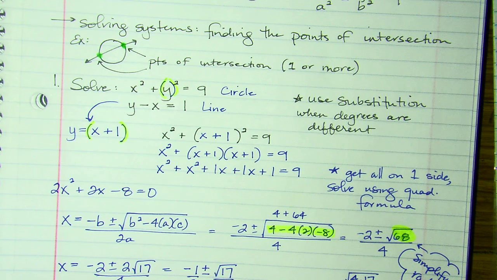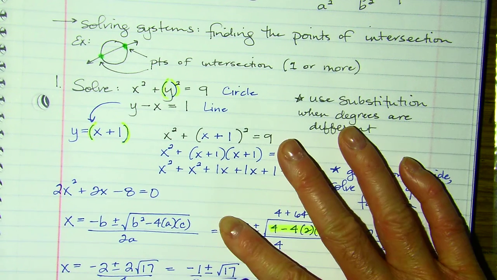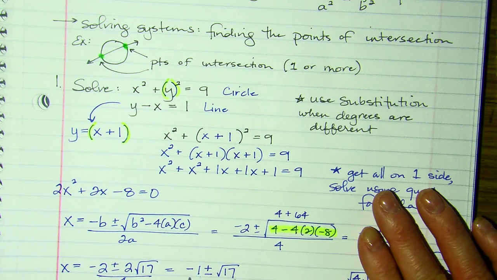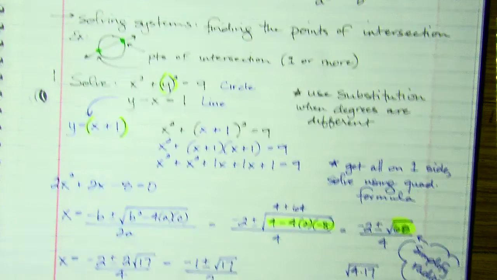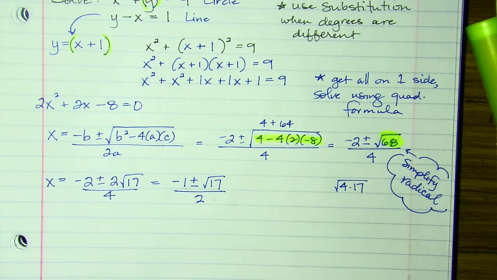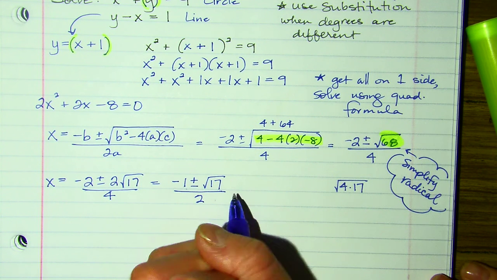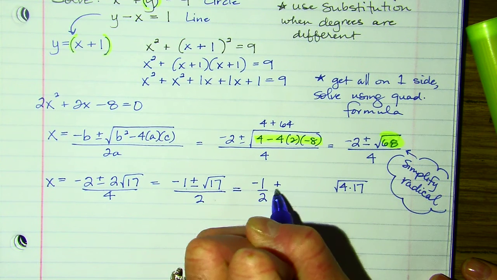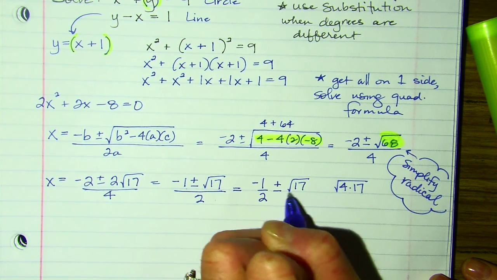That is how I'm going to write it. If you guys don't want to write it that way, then you can put all of this over 2, right? Because I reduced each of these by 2. Sorry, you can't see that. So this is what I get for x. Now, I believe you can place this in decimal form, but I want you to leave it. So I'm going to write it as negative 1 over 2 plus or minus root 17 over 2.